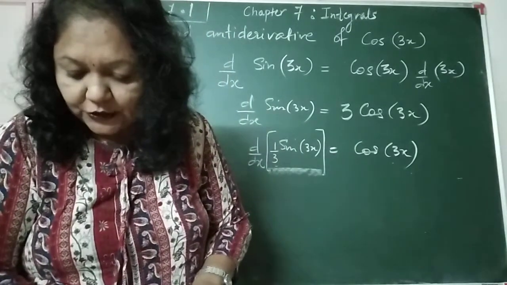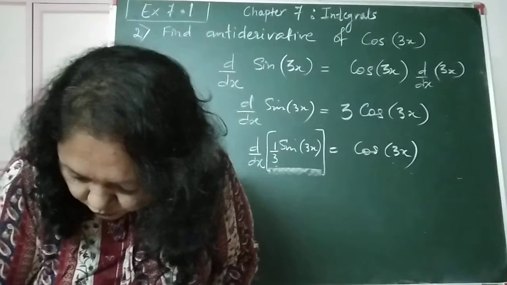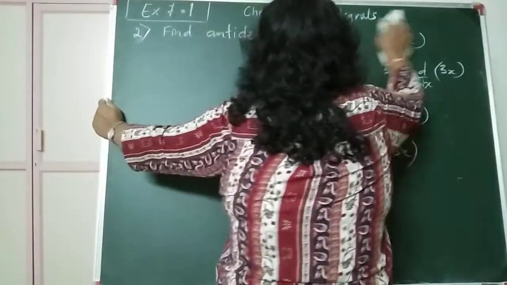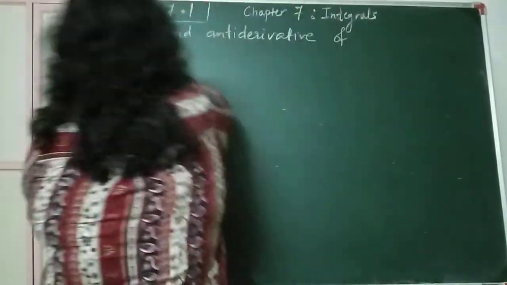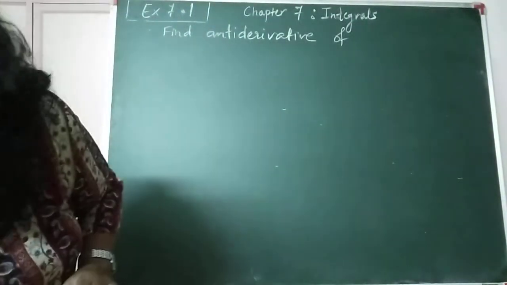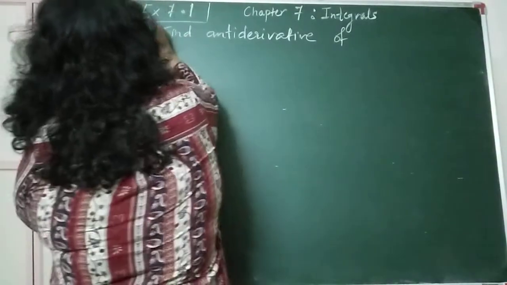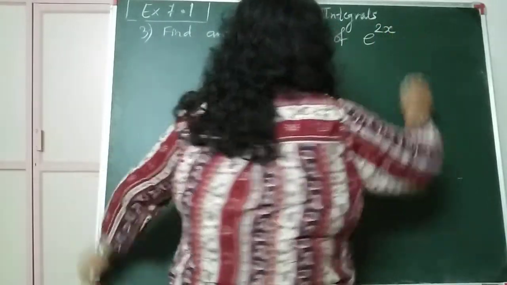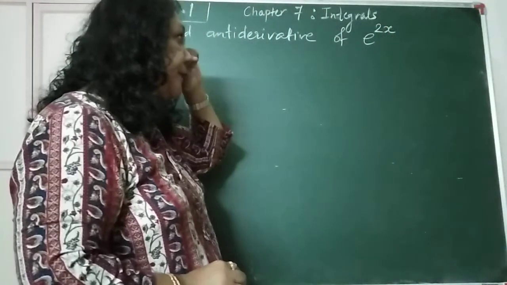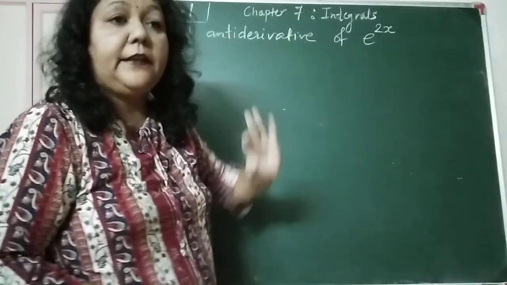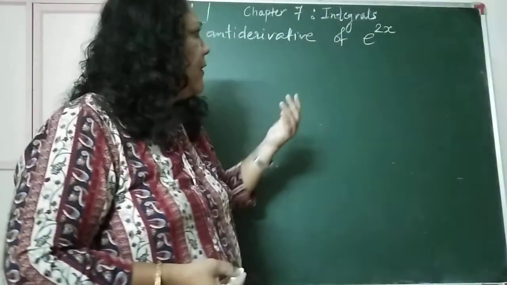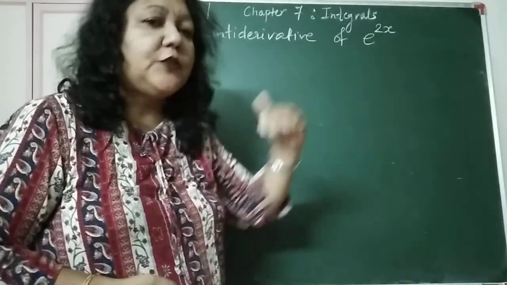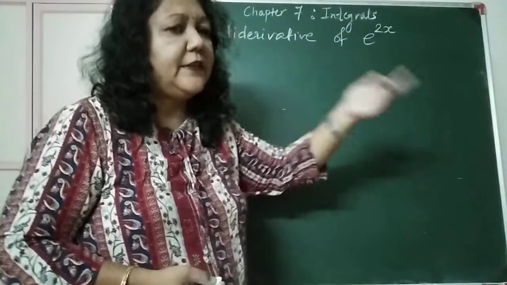So now the next question is e raised to 2x. So the next question is find antiderivative for e raised to 2x. So third question is find antiderivative of e raised to 2x. Now find an antiderivative. तो आप किसको डिफरेंशिएट करोगे तो you'll get the answer e raised to 2x. तो आपको पता है e raised to x का डिफरेंशिएशन e raised to x होता है, e raised to 2x का e raised to 2x होगा.